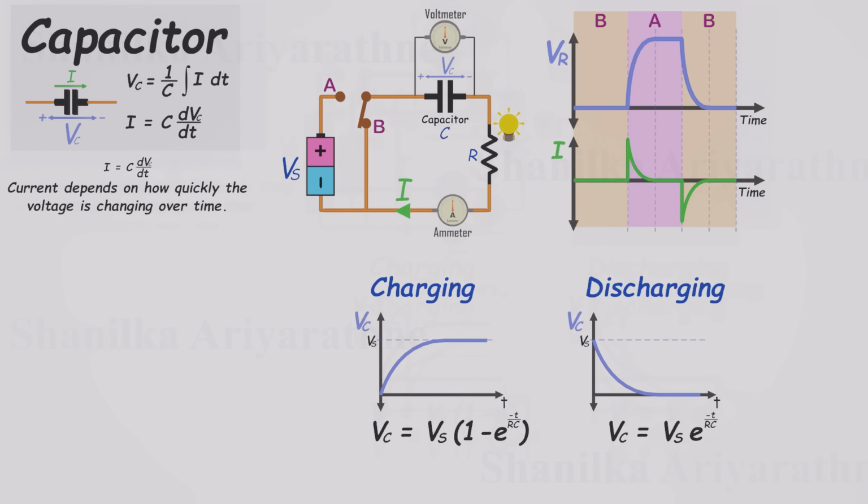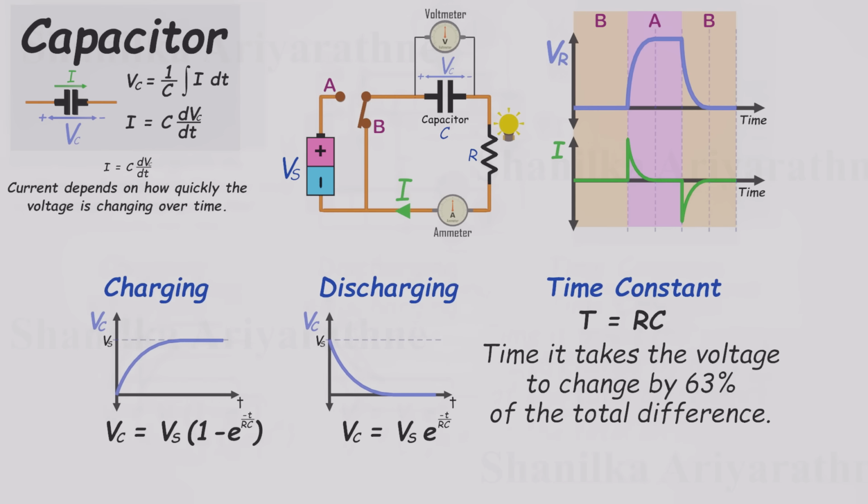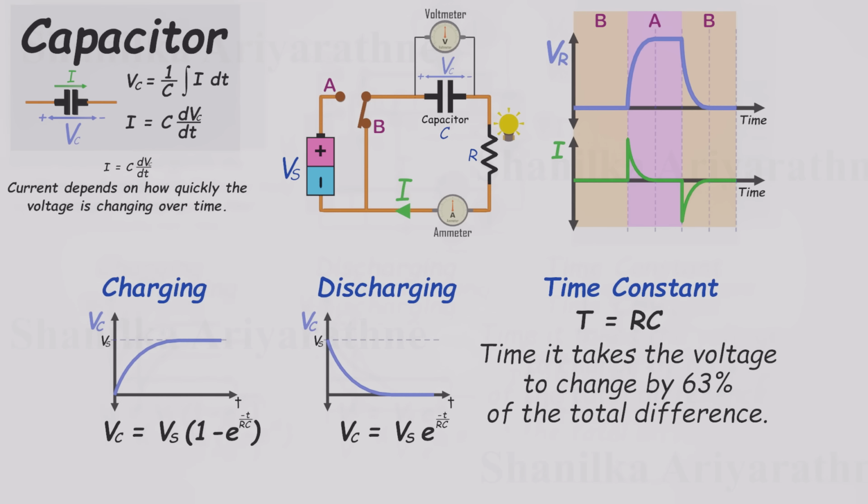Now here's an important idea. The product of resistance and capacitance, R times C, is called the time constant, or tau. It tells us how quickly the capacitor charges or discharges. The larger the resistance or the capacitance, the slower the change. After one time constant, the voltage across the capacitor changes by about 63% of the total difference, whether charging or discharging. So the time constant gives us a clear, simple way to measure how fast or slow a capacitor responds.